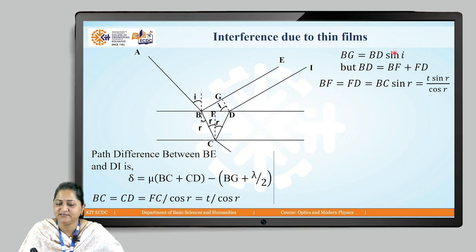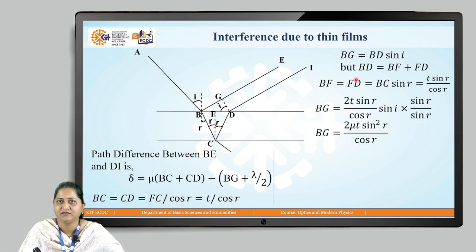Now, putting this in the BG equation, BG is equal to BF plus FD, that means T sin R upon cos R plus T sin R upon cos R, that is 2T sin R upon cos R into this sin I.